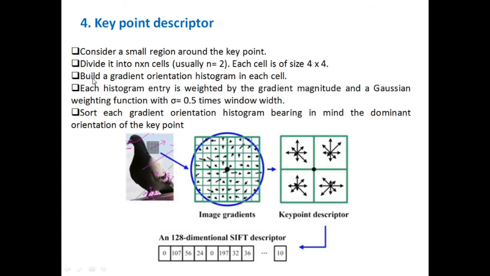So this is my image gradient, where I can see the gradient orientation histogram also, as in the last slide, in each cell. So divide this region into n cross n cells. If n equals 2, that means 2 cross 2, 4. So each cell is of size 4 cross 4. So this is my 2 cross 2 cells, and each cell is of 4 cross 4 size.